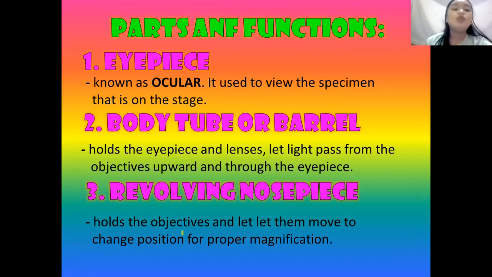Number 3 is the revolving nose piece. So what's about the revolving nose piece? It holds the objectives and lets them move to change position for proper magnification. So revolving nose piece is the one that adjusts the magnification so that we can see clearly the specimen. Alright? So again, eyepiece, body tube, revolving nose piece.